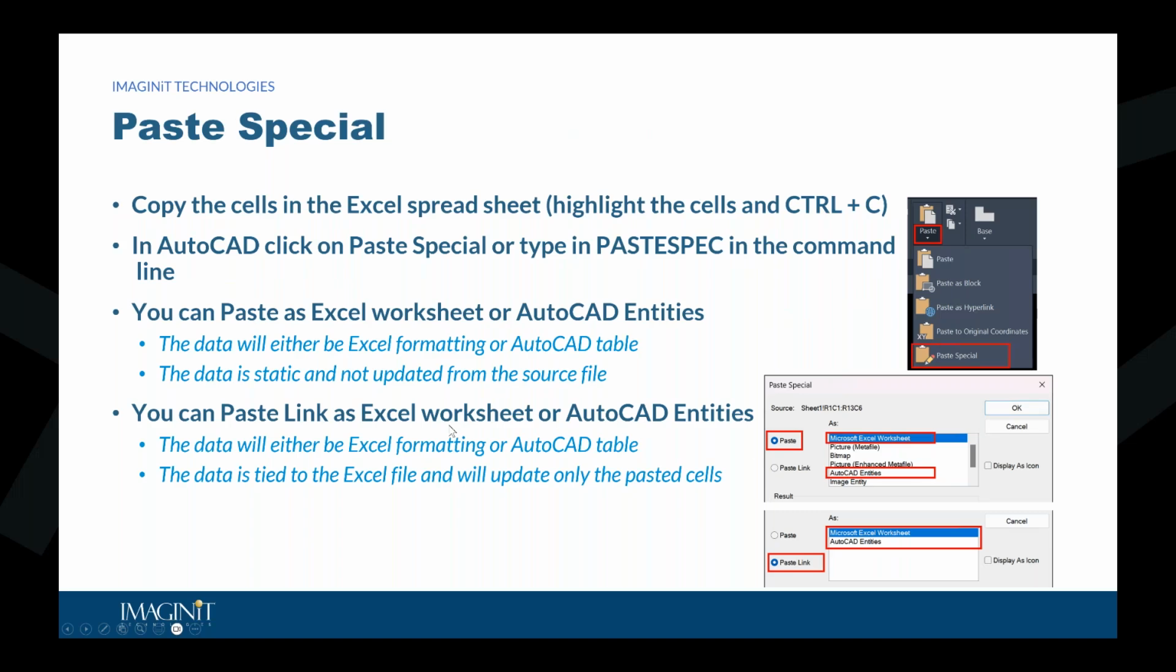Now, when you just do a paste, the data is static and will not be updated if the source file updates. If you do paste link as special, and you do Excel formatting or AutoCAD table, again, same thing. If you use Excel worksheet, it'll maintain the Excel data and the Excel formatting. If you do AutoCAD entities, it will turn it into an AutoCAD table. That data is all tied back to the Excel file and will update only the pasted cells when you update the Excel spreadsheet.